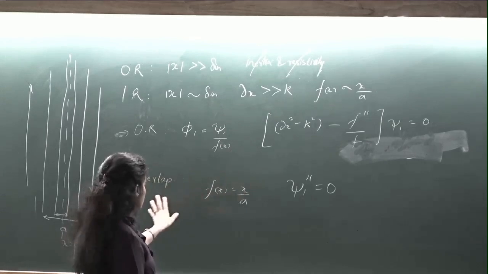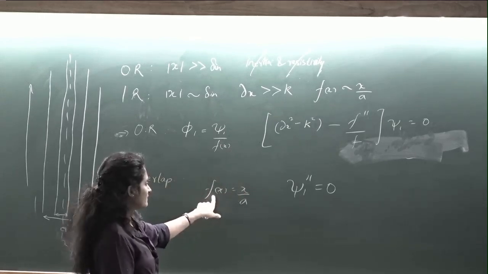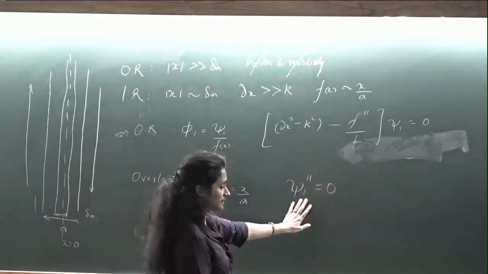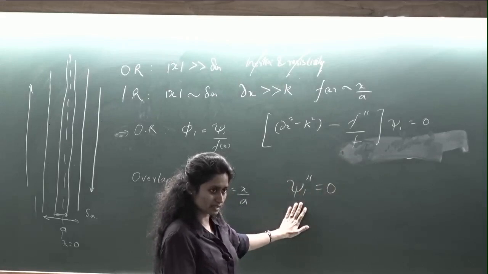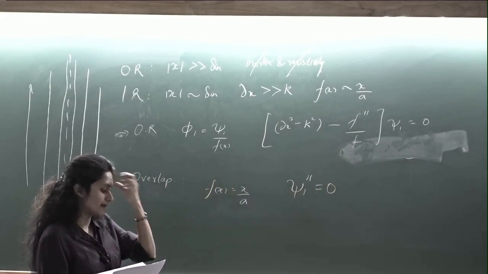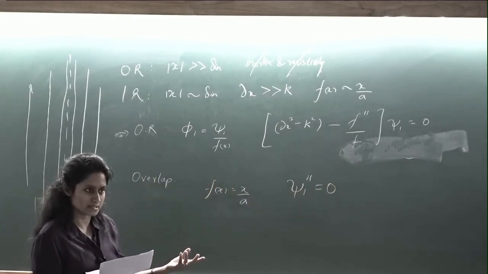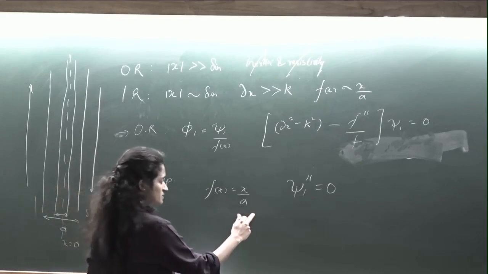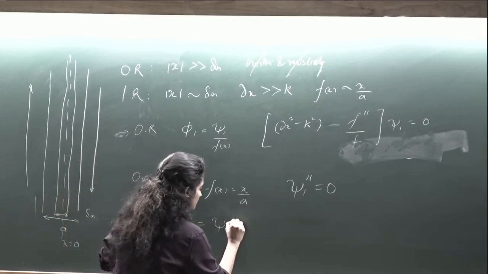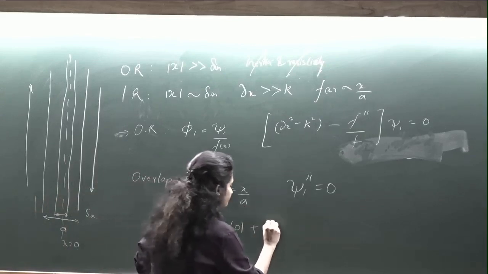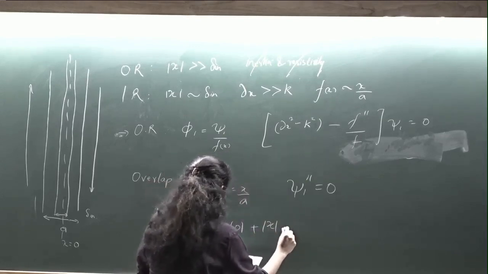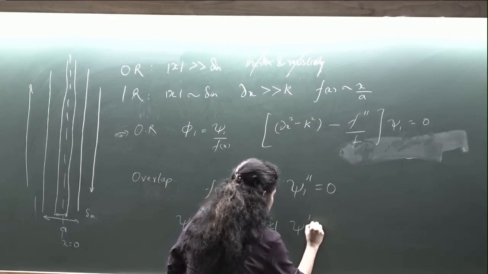This is the outer region. Now in the overlap region, I will take f of x equals this one, and then if I put that into this equation, I'll get this. Now I want a finite flux at x equals 0 for this reconnection to take place. So I'm looking for even solutions. So I can write psi1 is equal to psi1 of 0 plus the absolute value of x, into psi1 dash of 0.